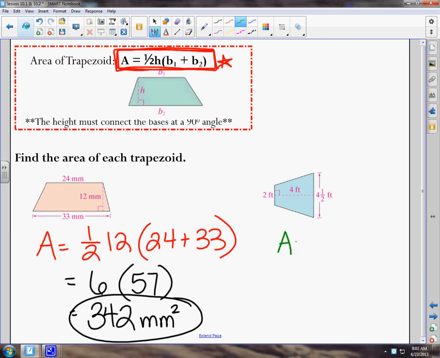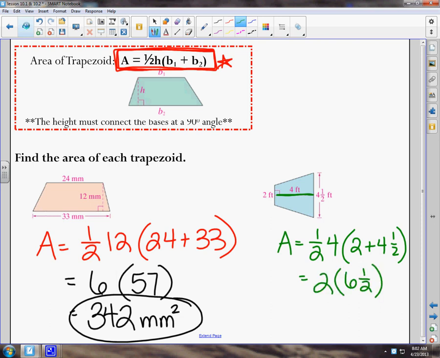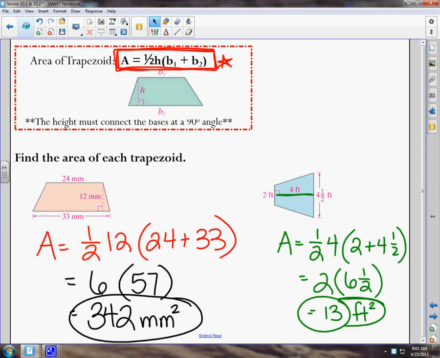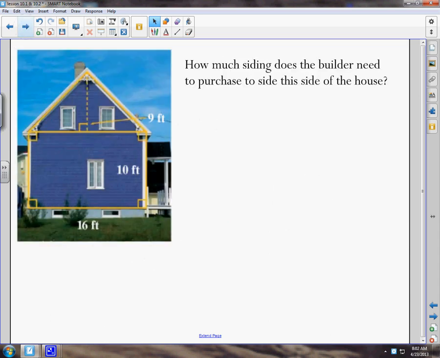All right, so my area is going to be 1/2 the height, which is 4. This is the height, times 2 plus 4.5. So 1/2 of 4 is 2. 2 plus 4.5 is 6.5. So 2 times 6.5 is 13. Whoops, I forgot my unit. Feet squared. Don't forget your units. 13 square feet.